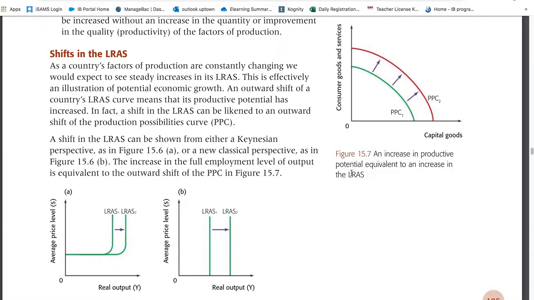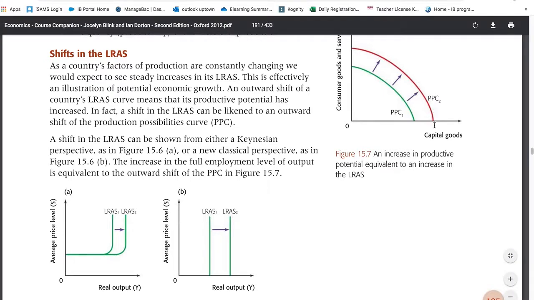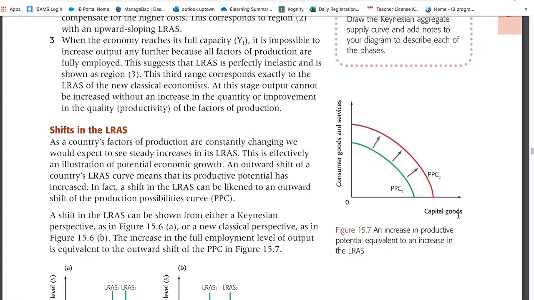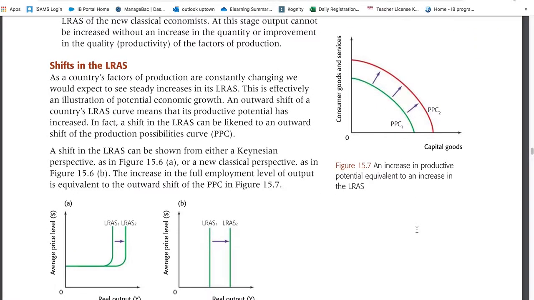An increase in productive potential is like increasing the long run aggregate supply curve. Because remember, this is a curve that demonstrated in a full economy where everything is being used. The amount of goods and services that are being consumed or available for consumption, and then the quantity of capital goods. So it pushes out your production possibility curve. So there's a link between production possibility curves and long-run aggregate supply.